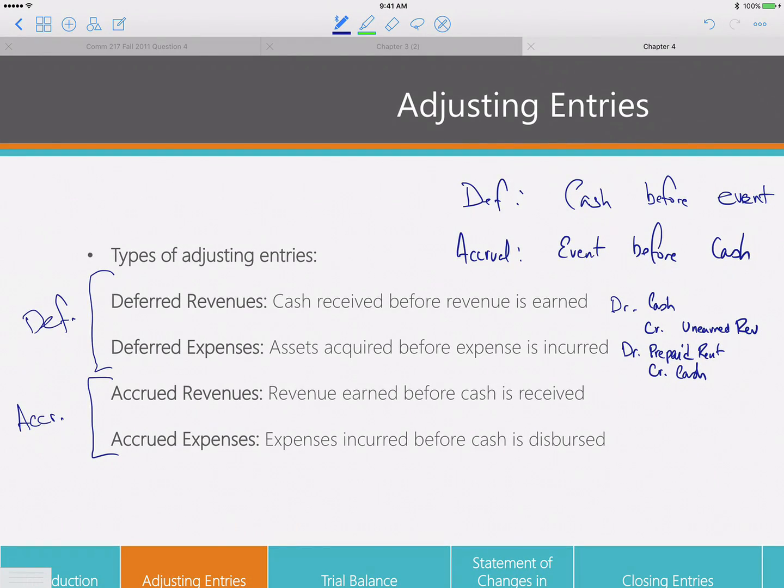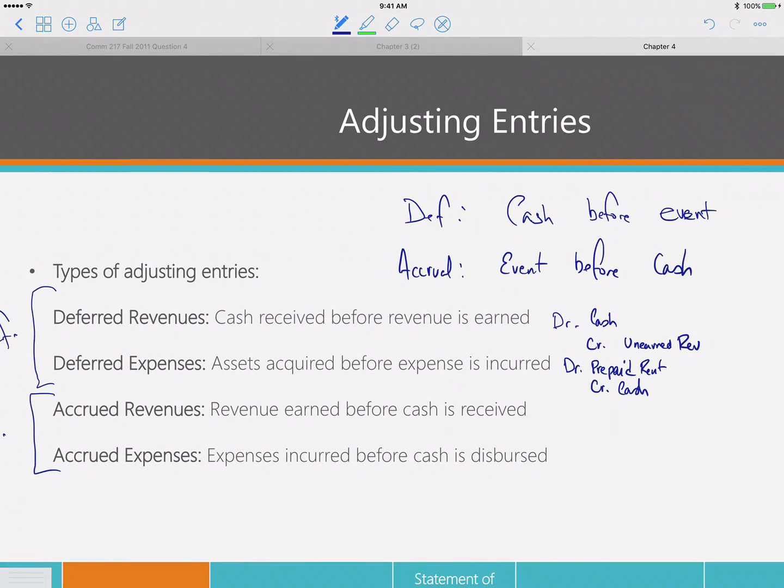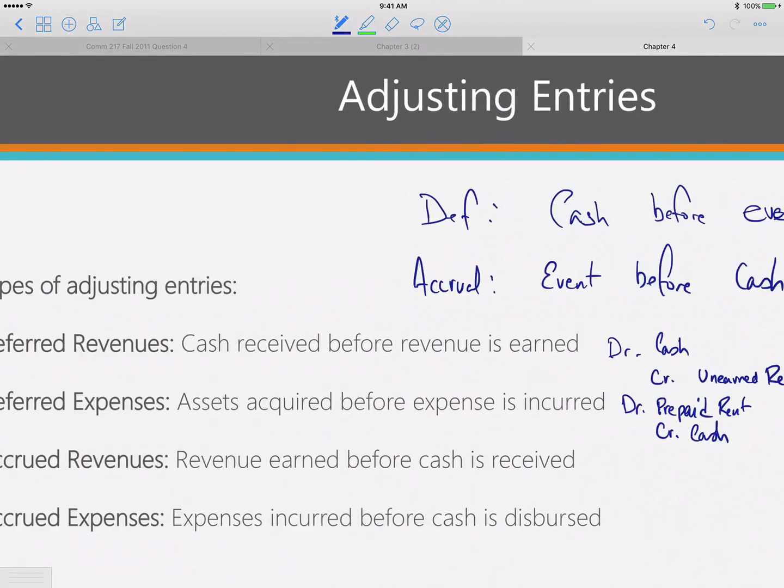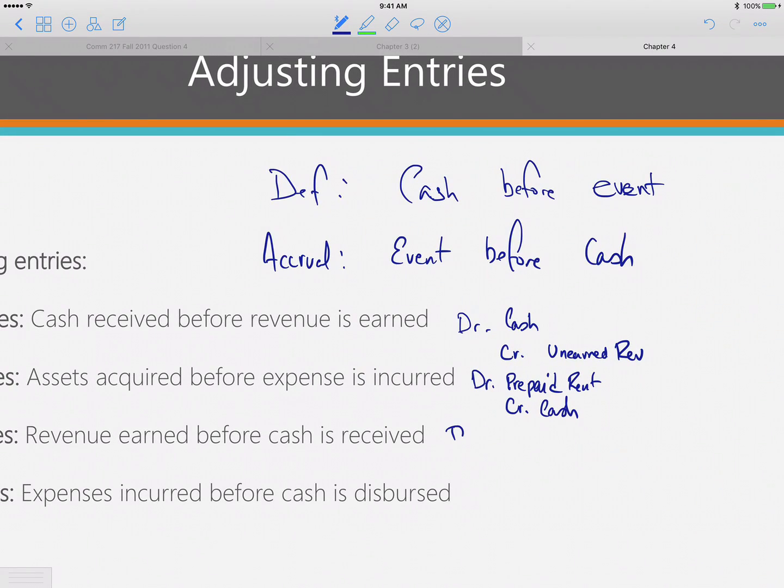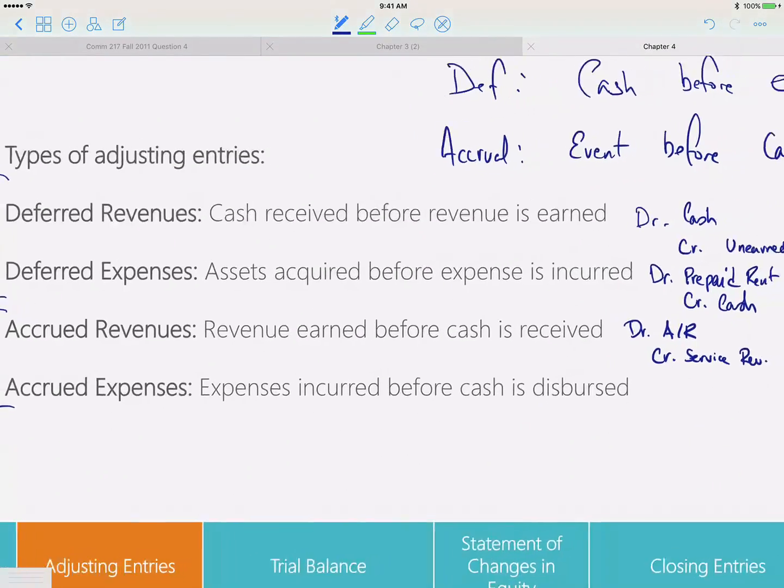An accrued revenue is where you've earned revenue before cash is received. So at the end of the year, you might debit accounts receivable and credit service revenue or sales revenue. So at the end of the year, you might make an entry to record the revenue you've earned even though you weren't paid yet. And accrued expenses.